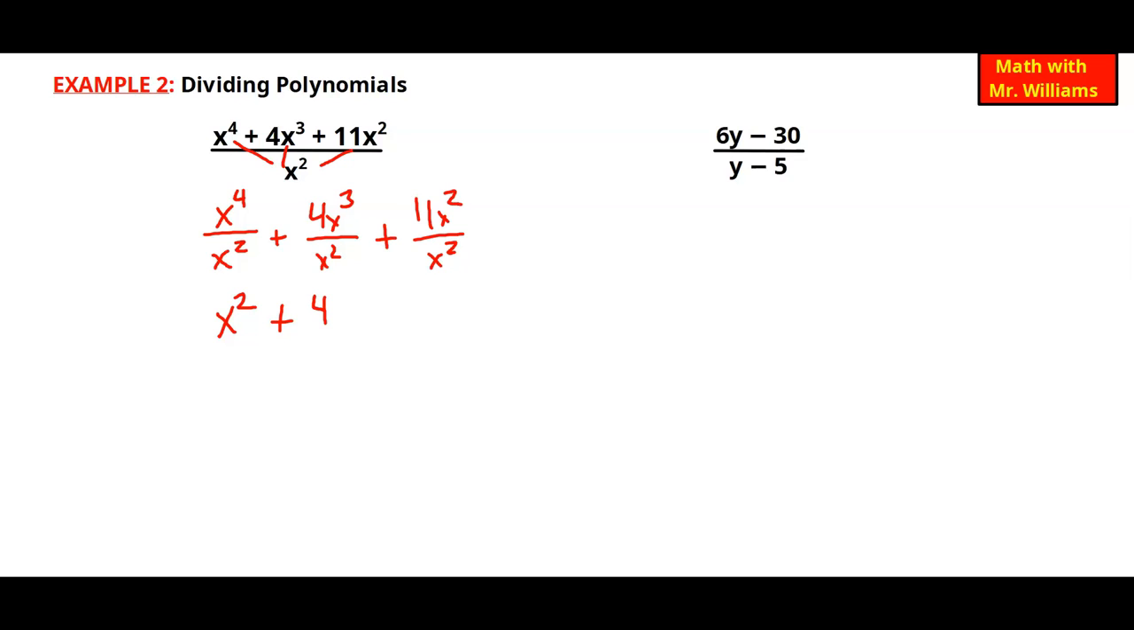But then we have the x to the third divided by x squared. Remember, we just subtract those exponents. So 3 minus 2 will give us x. And we don't need to put a 1 next to it. It's understood. So then we go on to the next one.